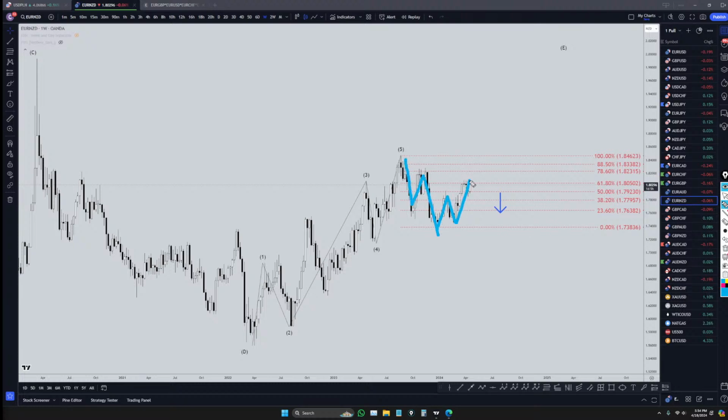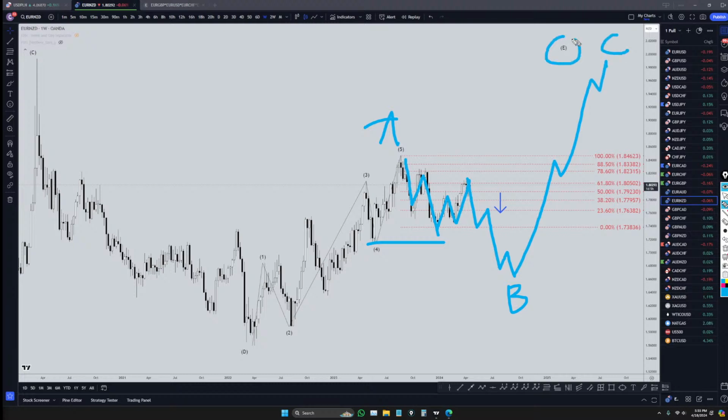1, 2, 3 waves down, 1, 2, 3 waves up, and then 1, 2, 3, 4, 5 down. Take out the low. This is going to be an A. This is going to be a B, and then it's probably going to go up and make a wave C. And it's all going to be an ABC of E on the monthly, is what I think is going to happen.